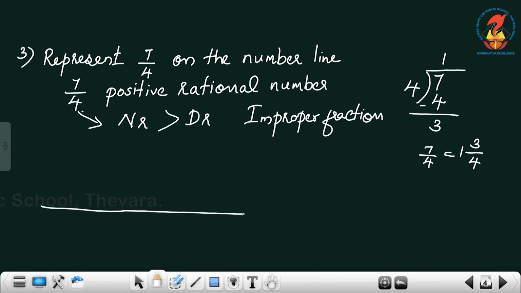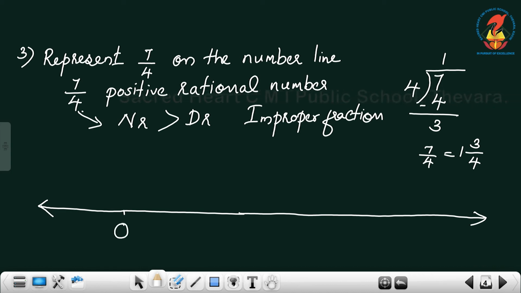First draw the line, then put arrow marks on both sides. 7 by 4 is a positive rational number, so we need the right side of the number line, we need more after marking 0. Therefore, first you have to put a point, then take it as 0, label it as 0.